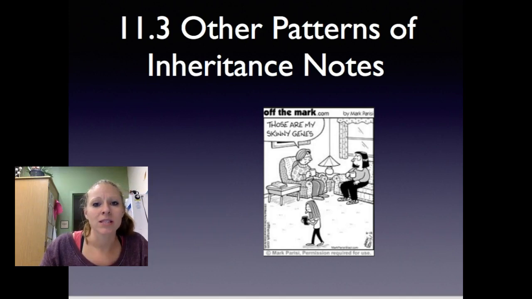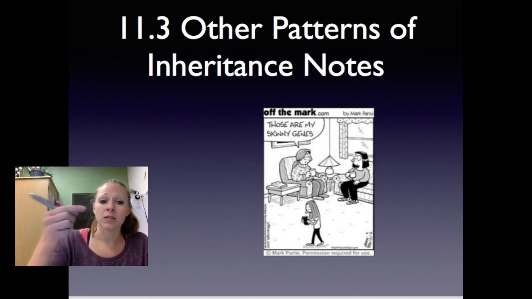These are the second half of the notes that we started the other day. It was 11.1, 11.2, and 11.3. So what we're going to do now is start at 11.3. We skipped a whole bunch of stuff and go to 11.3.